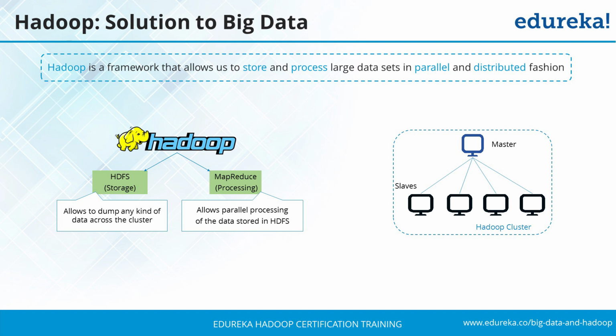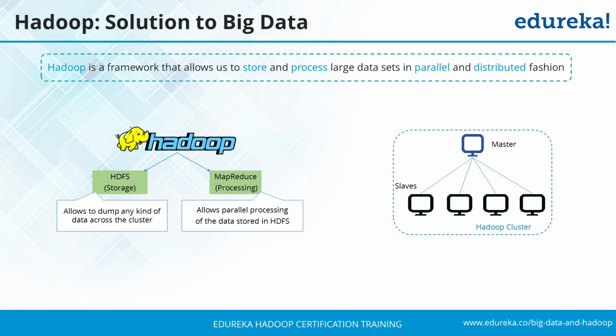It has got 2 important components. One is called Hadoop Distributed File System, which is the storage layer, where you can dump any kind of data across the cluster. What is a cluster? Clusters are basically created using commodity enterprise-grade hardware, which not only reduces the original purchase price, but potentially also reduces the support cost as well.